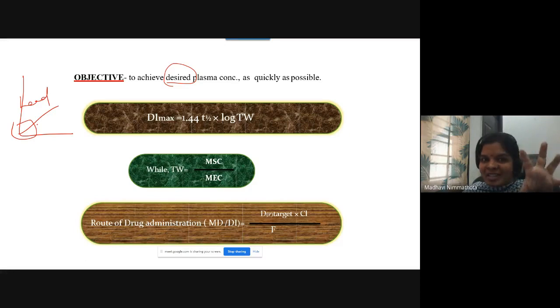Okay, not in the steady state. It is in the normal state only. After the loading dose, when you give the maintenance dose, then it is at steady state. Your maintenance dose is at steady state, but your loading dose is useful for producing the desired plasma drug concentration. So these equations are not mandatory for you.